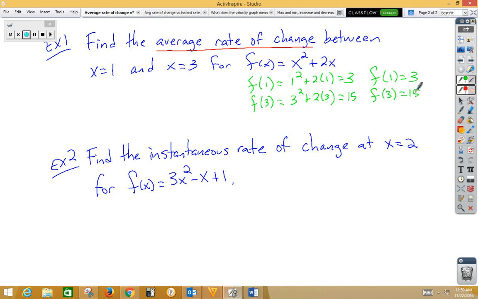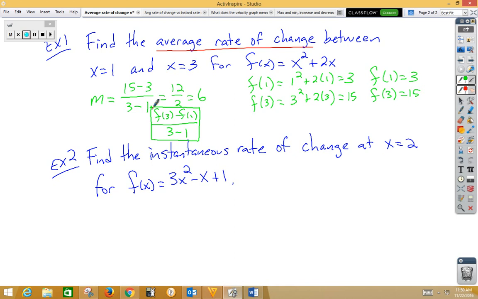And now we're simply plugging into the slope formula. So our average rate of change, or our slope, is 15 minus 3 over 3 minus 1. That would be 12 over 2, or 6. Now, AP will sometimes show this in a slightly different way. They might say something like f of 3 minus f of 1 over 3 minus 1. So keep in mind that that notation may come into play later on.